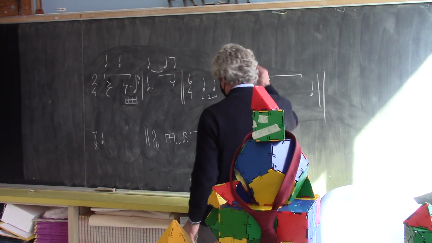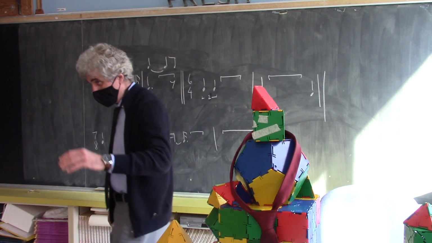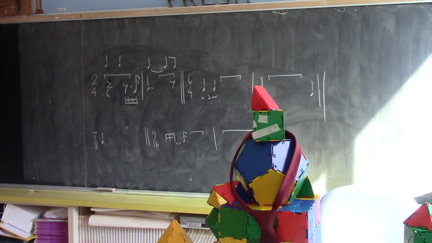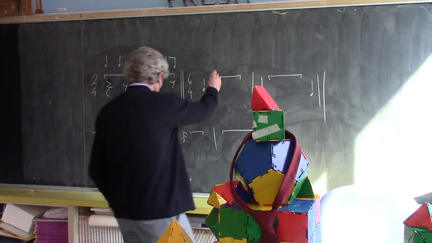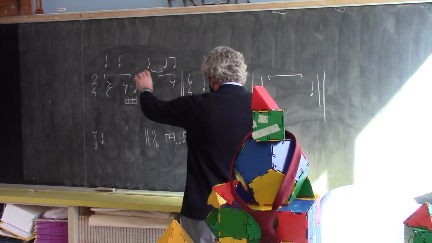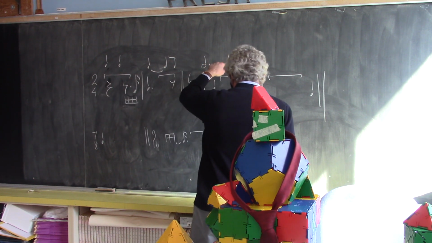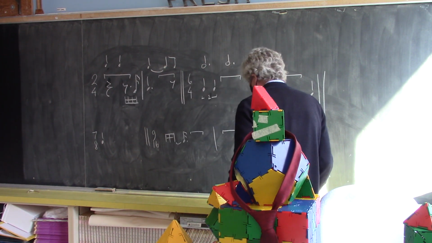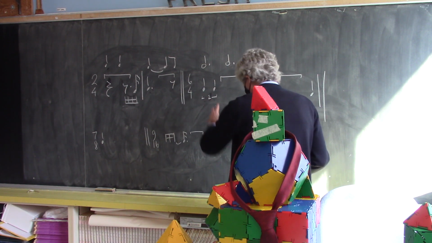6-4. So 1, 2, 3, 4, 5, 6. 2 beats, right? So it's compound and it's duple. 1, 2, 3, 4, 5, 6. In other words, there's 2 beats, and each beat is a dotted half. Yes, sirree. Okay, so that's duple simple. This is duple compound because of the dot. Okay, so then 2s and 3s, those are easy.